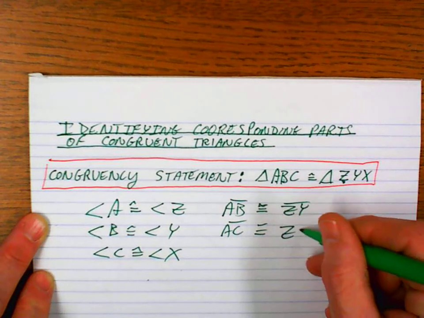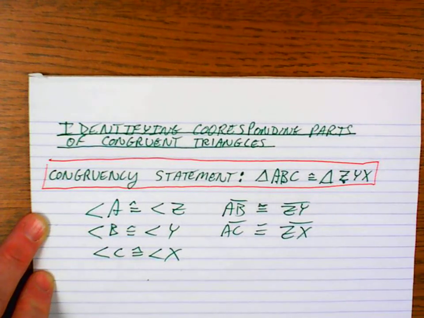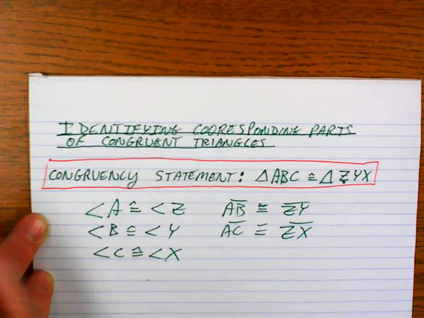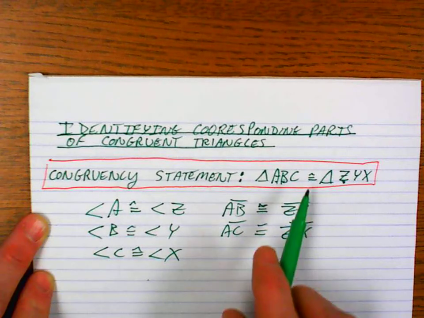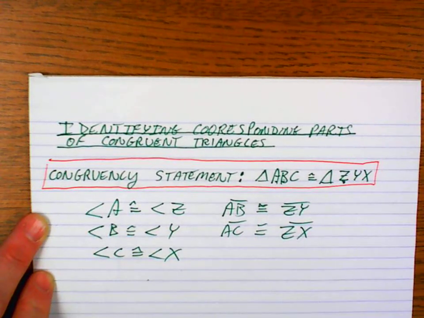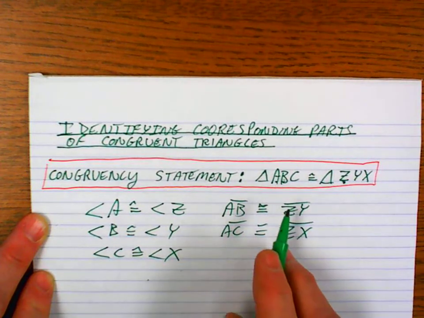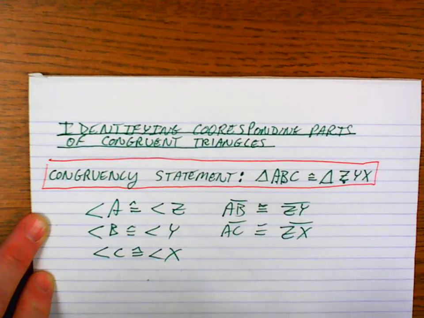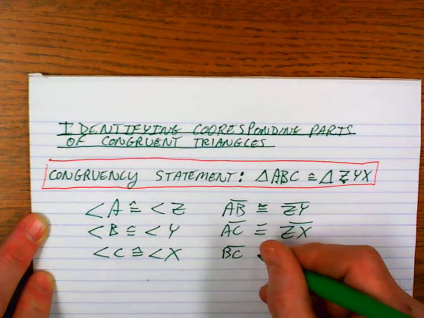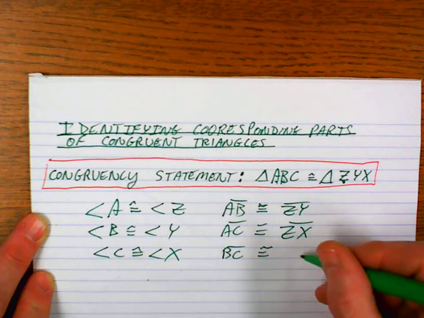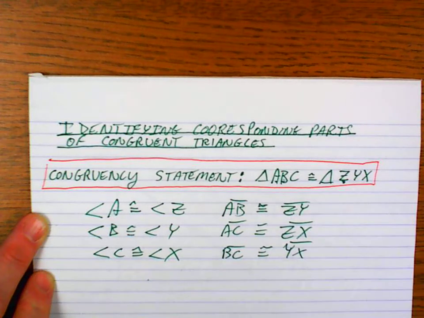And again, order is where I'm getting this from. The order of the letters tells us which parts are corresponding, and since it's a congruency statement, it tells us which parts are congruent to each other. The next one I'm going to do is segment BC. Segment BC will be congruent to segment YX, and that again is based on the order of the letters.